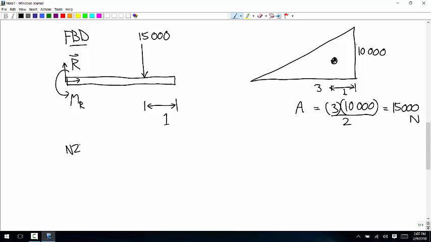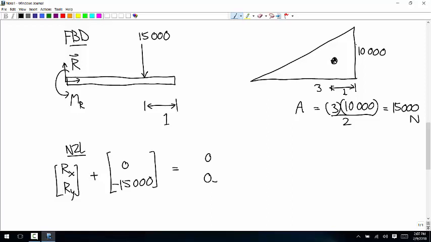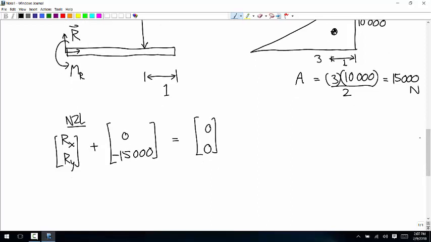And then use Newton's laws. Newton's second law says Rx, Ry plus 0, negative 15,000 is equal to zeros. So R is equal to 0, positive 15,000.